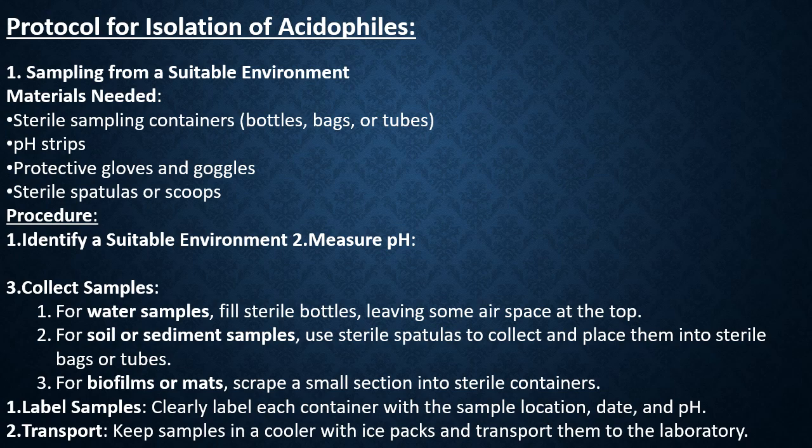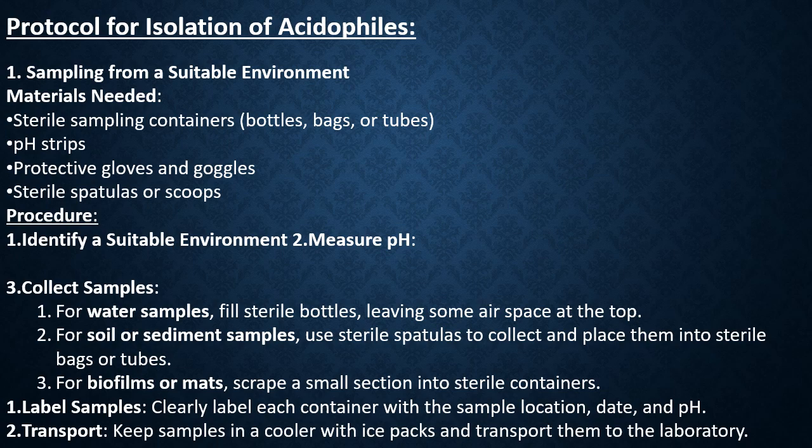Okay. Then the procedures. Identify a suitable environment. You select a site with naturally acidic conditions. You measure the pH with a pH strip. Confirm that the acidity of the environment is pH 3 or below. Then you collect the sample.